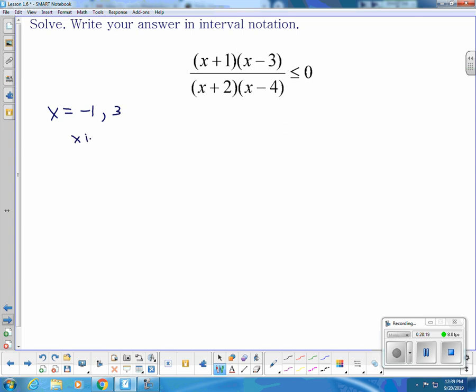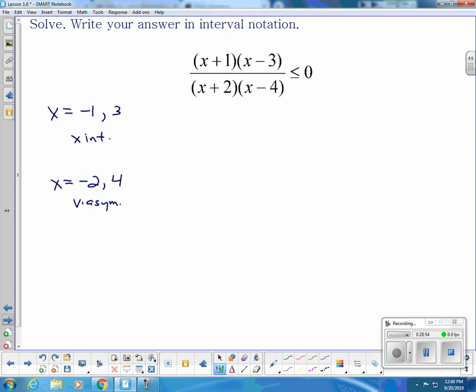These are x-intercepts, unless they happen to be the same on the bottom, which we'll get into later. The bottom, when you set them equal to 0, you get negative 2 and 4. These are what? If the bottom goes to 0, it creates what on the graph? They're not x-intercepts. They are undefined there, which are what? Vertical asymptotes, right?